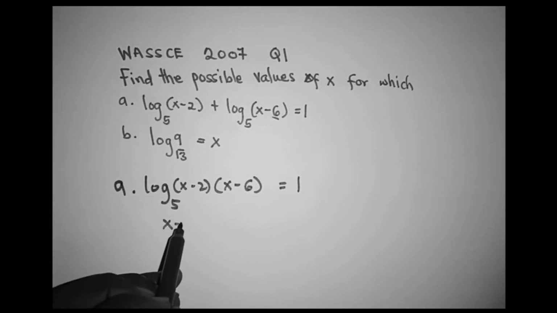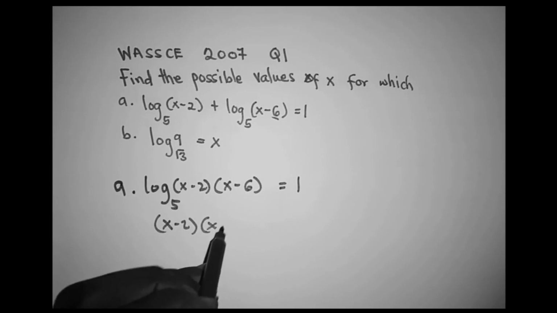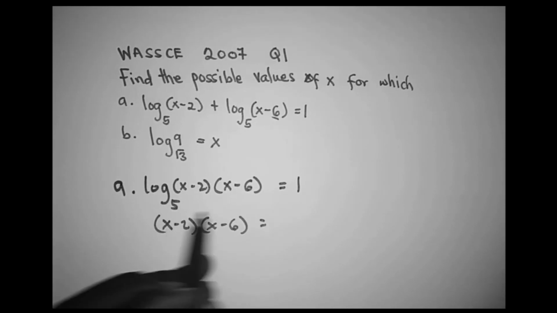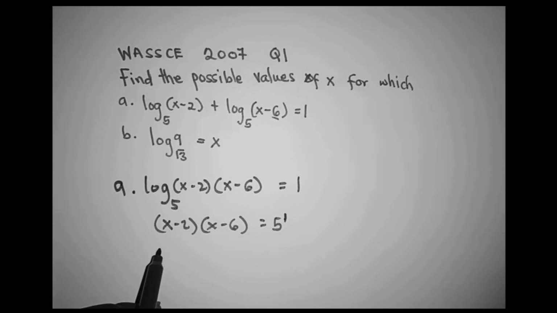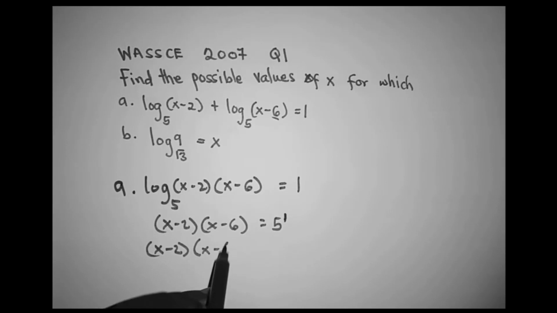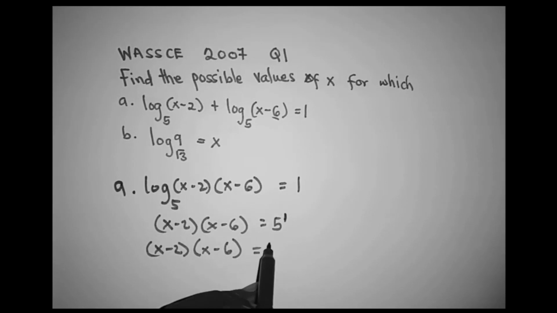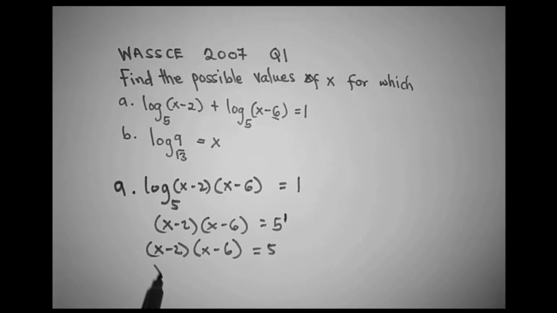Equal to 1. So (x minus 2) times (x minus 6) is equal to 5 exponent 1, so (x minus 2) times (x minus 6) is equal to 5. So we can then expand the bracket. X times x is x squared. X times minus 6 is minus 6x. Minus 2 times x becomes minus 2x. And minus 2 times minus 6 becomes plus 12, equals 5.